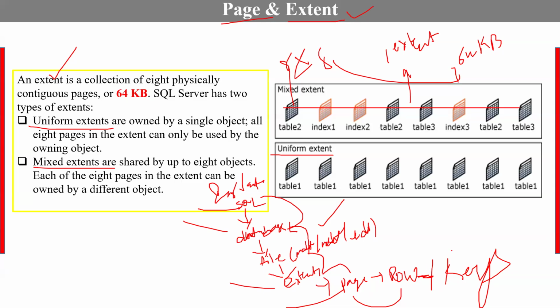Anyone having any questions? What is an extent? Eight continuous, consecutive data pages are called an extent. What is the size of an extent? 64 kilobytes, because each page is 8 KB and totally 8 into 8, 64 kilobytes. How many types of extents are there? Two types: one is mixed extent, one is uniform extent. If the 8 pages contain different objects' data, we call it a mixed extent. If the 8 pages contain the same object's data, we call it a uniform extent.